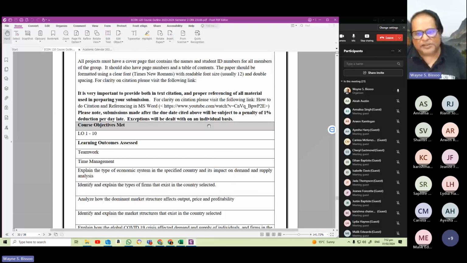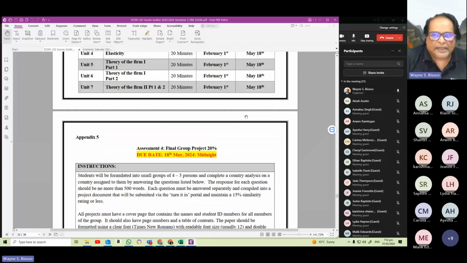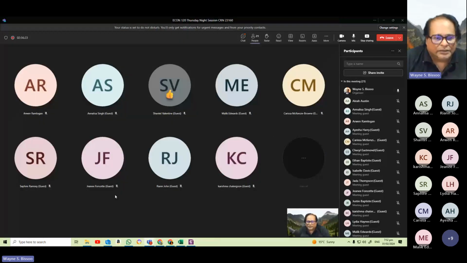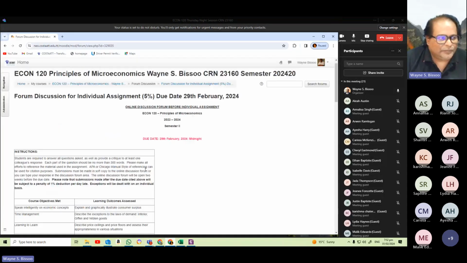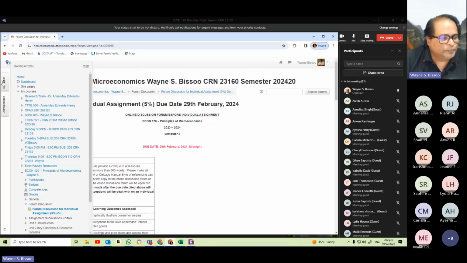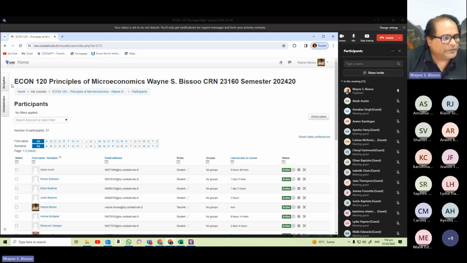All right, that moves us into the next area, which is, Chantal, fine, great. We need to formulate groups. So, how do we go about formulating groups?